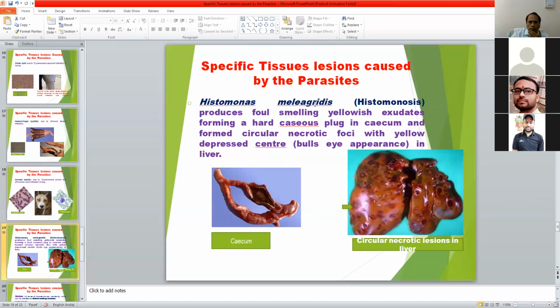Then Histomonas meleagridis is a protozoan parasite that causes circular necrotic lesions in the liver. That is a yellow depressed lesion in the liver, known as bull's-eye appearance, during Histomonas meleagridis infection, which causes histomonosis.